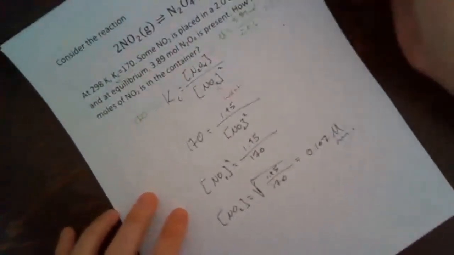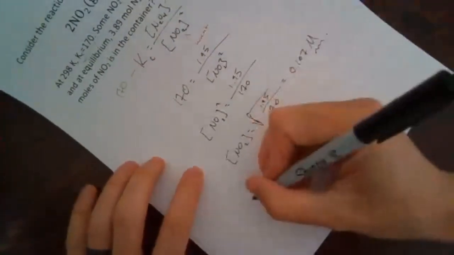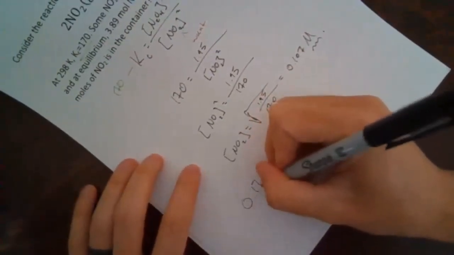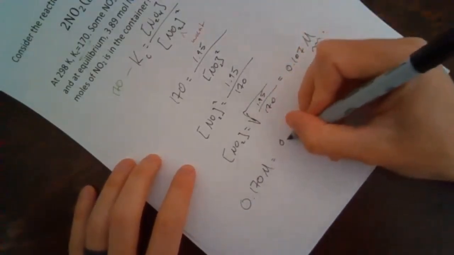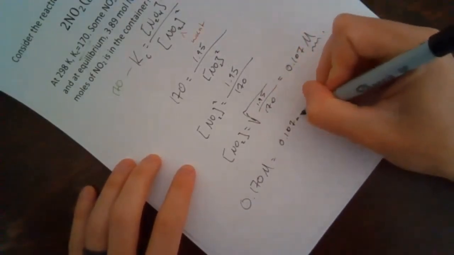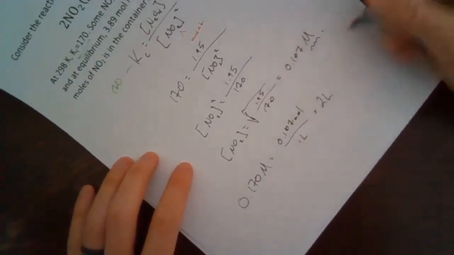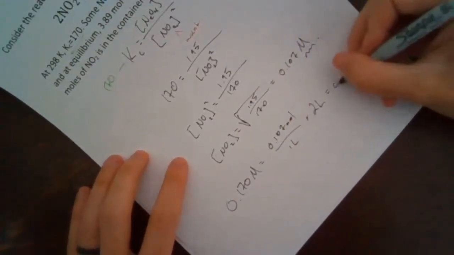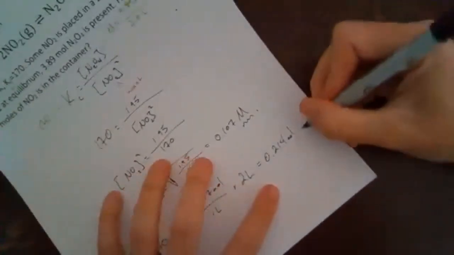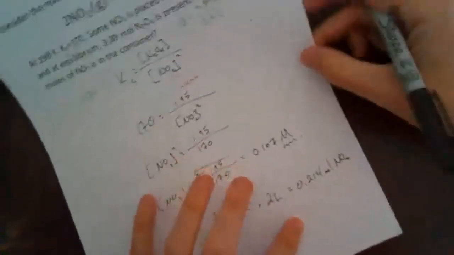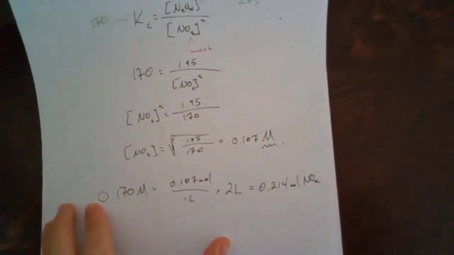We do actually want moles. So we want to take that and kind of go past it. So we know that we have 0.107 molarity. That means it is 0.107 moles per 1 liter, and we have a 2-liter container, giving us 0.214 moles of NO2. So we can figure out how much is present.